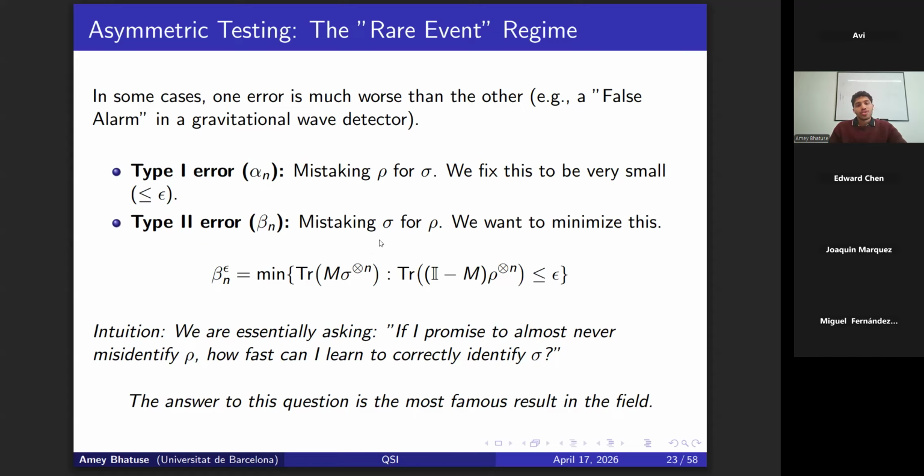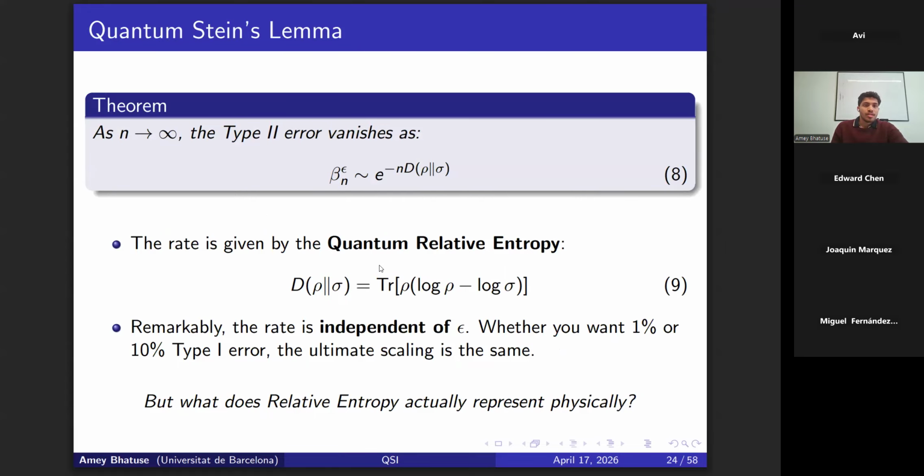And so the intuition behind this construction is: if I promise to almost never misidentify rho, how easily or how fast can I correctly identify sigma? That's the question that we are trying to answer. And the answer to this question is a very important result, which is the quantum Stein's lemma.